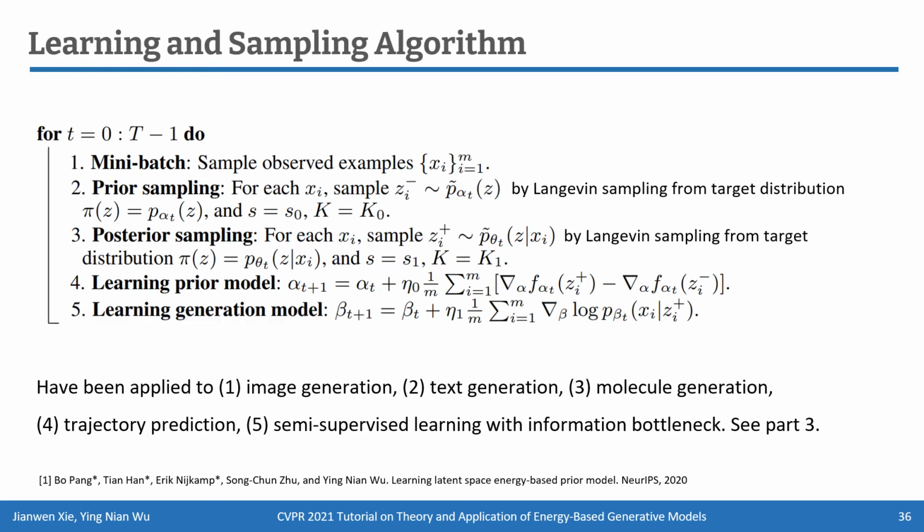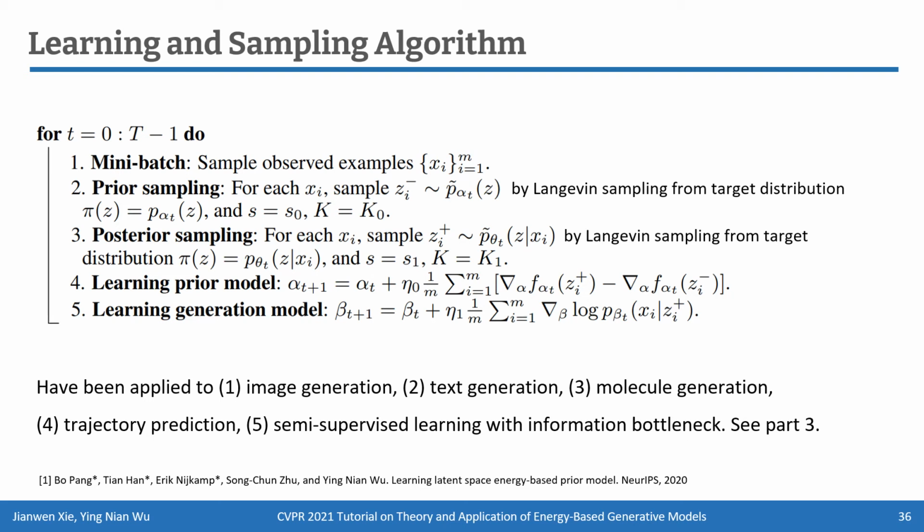So this is a learning and sampling algorithm. You read in a mini batch, and then you do prior sampling from the prior distribution, and then you do posterior sampling from the posterior distribution. And then you learn the prior model by comparing the samples from the prior distribution and the samples from the posterior distribution. And then you learn the generation model by reconstruction. So the algorithm is very simple and also very efficient.